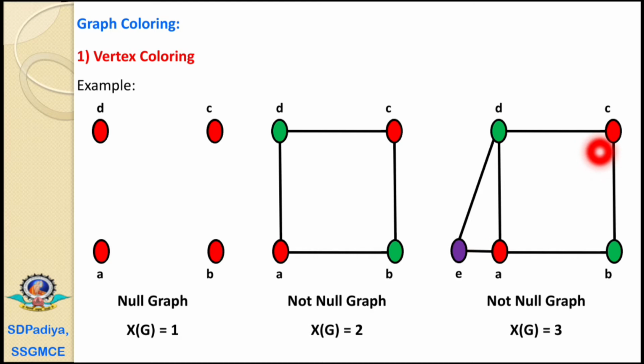Now for the node C, the node C is adjacent to the node B and node D. Both are green. Therefore this C may have any color other than the green. Therefore we have defined it with the first color of the graph, that is a red color, because A and C are not adjacent. Here we have used the 3 colors, therefore the chromatic number for this example is 3.